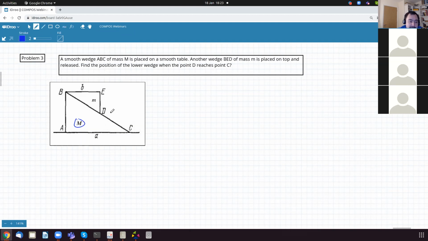So basically what happens is that the top wedge slides down, and because it's moving to the right and the center of mass must remain where it is, there are no external forces. Therefore, the lower wedge has to move to the left. Okay, so how does that work?